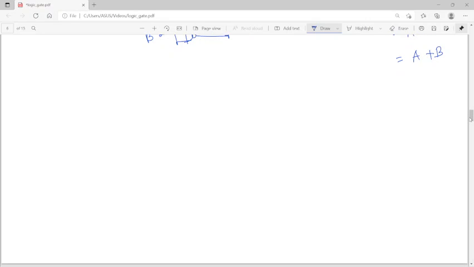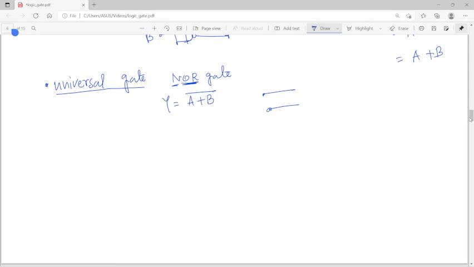So we saw another universal gate, that is nothing but the NOR gate. What is the output? OR, and I am putting NOT. That means (A or B) bar. And how does it look? The input goes to the OR gate, and I am putting this bubble, and that will give you (A or B) bar. This is nothing but the NOR gate.